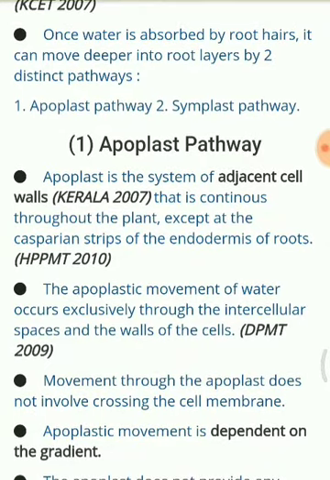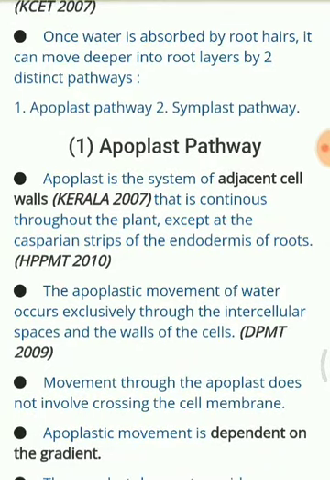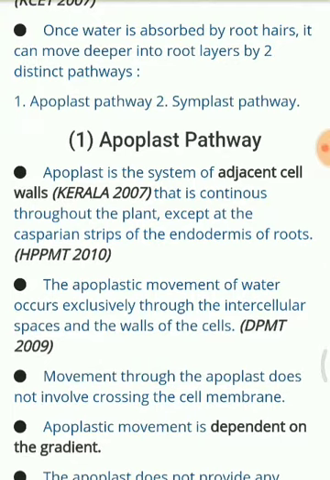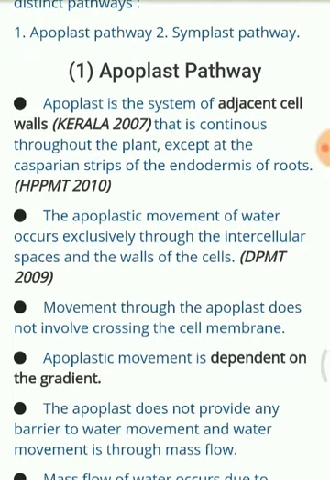Apoplast is a system of adjacent cell walls that is continuous throughout the plant, except at the Casparian strips of the endodermis of root. The apoplastic movement of water occurs exclusively through the intercellular spaces and the walls of the cell. Movement through the apoplast does not involve crossing the cell membrane. Apoplastic movement is dependent on the gradient.